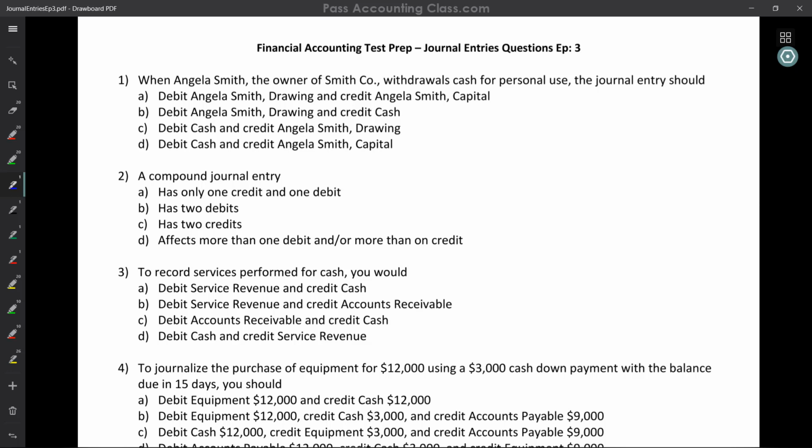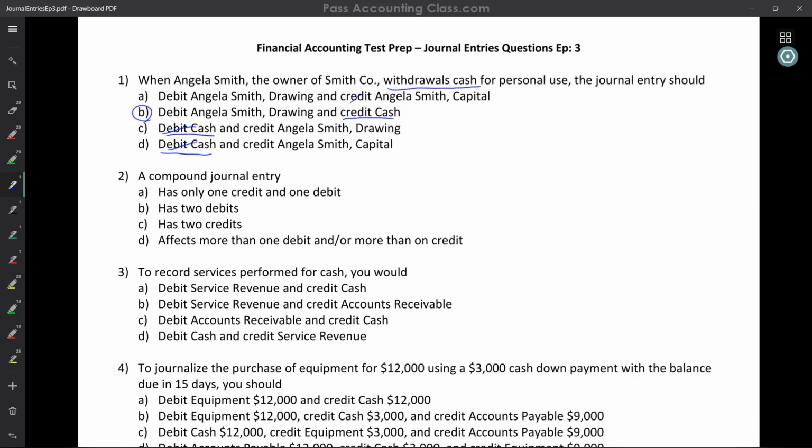So whenever we take money out of the company, we're withdrawing cash. Our company has less cash now than it did before. Cash is an asset. In order to decrease the balance of cash, we need to credit it. So B is the only one that we can select because it's saying we're crediting cash. Here we're debiting cash, and that doesn't make sense because we're not increasing our cash balance. Additionally, we are not increasing our capital balance, and that's what a credit to Angela Smith capital would be. So the correct answer then is going to be debit Angela Smith drawing and credit cash.